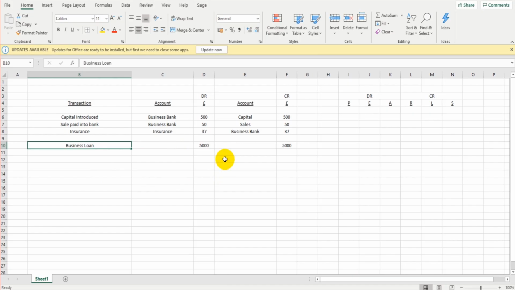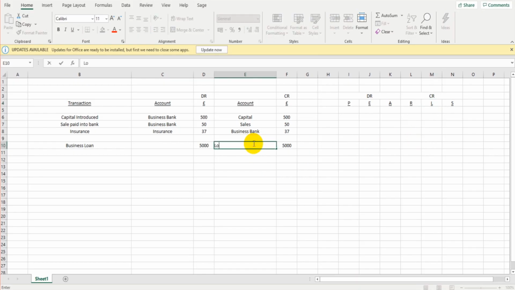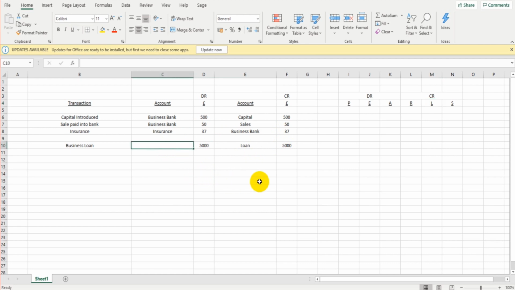So a business loan. Well, let's do the credit first this time. So a loan is a liability. We owe that money back. So here we can put loan. So we have a loan account as a liability account, which is a credit. And the money's being paid into the bank account. So money flowing into the bank account is the opposite to leaving, which is a credit. And obviously the bank account is an asset account. So we can do business bank just here.